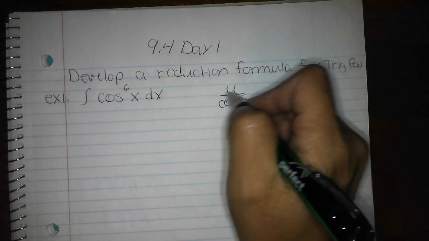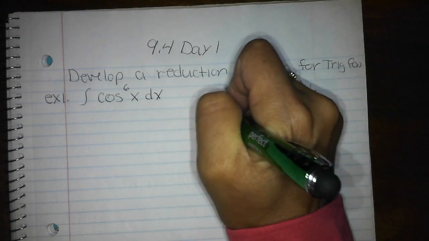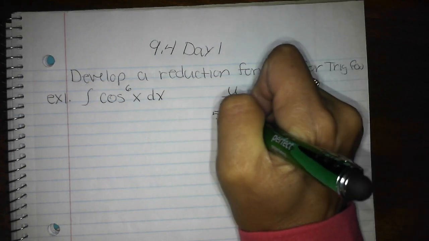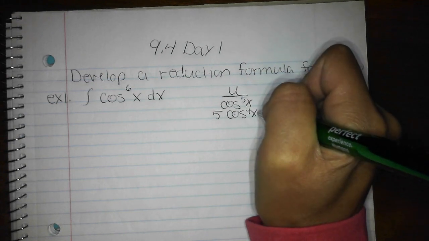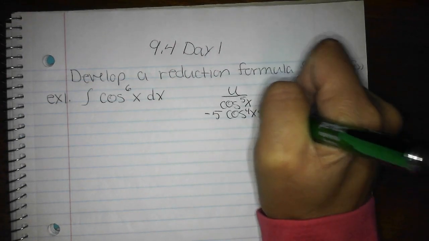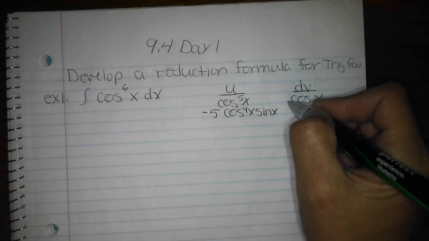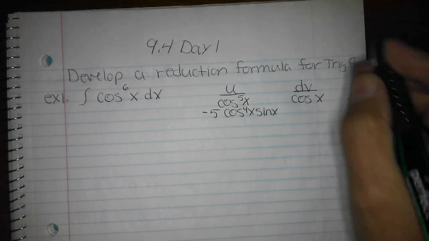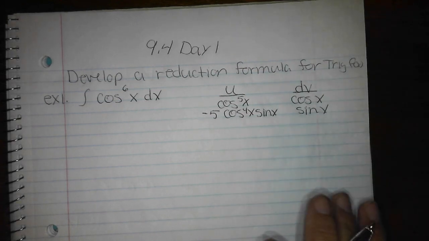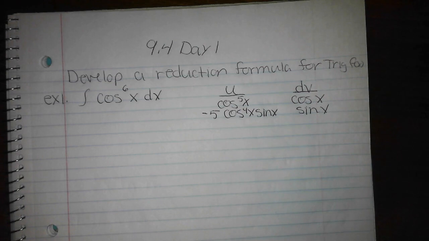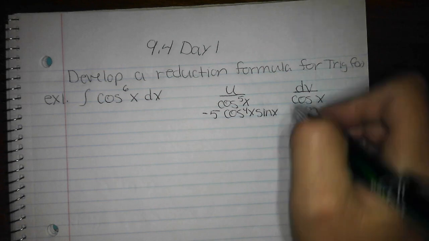So derivative, it's outside times inside, so the 5 comes down. I'm going to have cosine to the 1 less. And then the inside derivative is a negative sine. So I'll put the negative and the sine. Over here, I'm doing antiderivative. So antiderivative of cosine is sine. Okay, we're just going to do one iteration of this and get a reduced integral for a power of cosine. And you'll see what I mean in a minute.